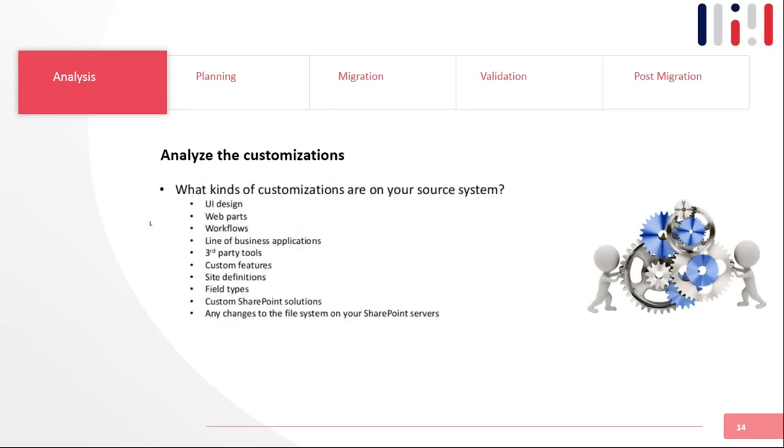When we come to the customizations broadly, we need to cover these checklists so that we know if there are any customizations, and if any, how we plan to handle them. It could be UI-based customizations, web parts, workflows, third-party workflows like Nintex, any business applications, third-party tools, custom features, site definitions, any custom-based solutions, and whether we are connected to any database applications like file servers and so on.